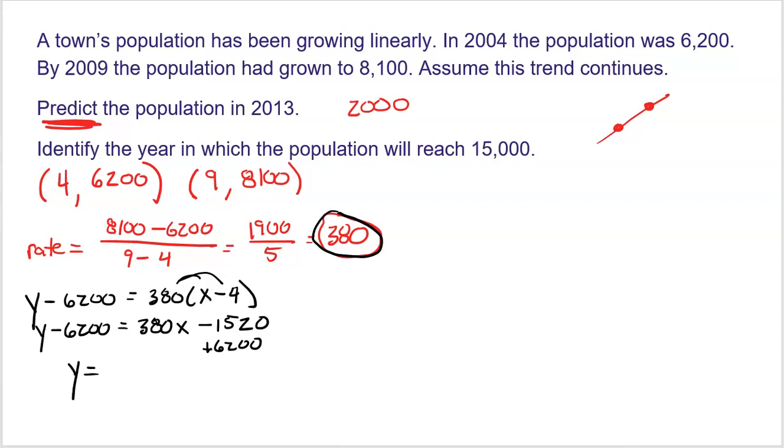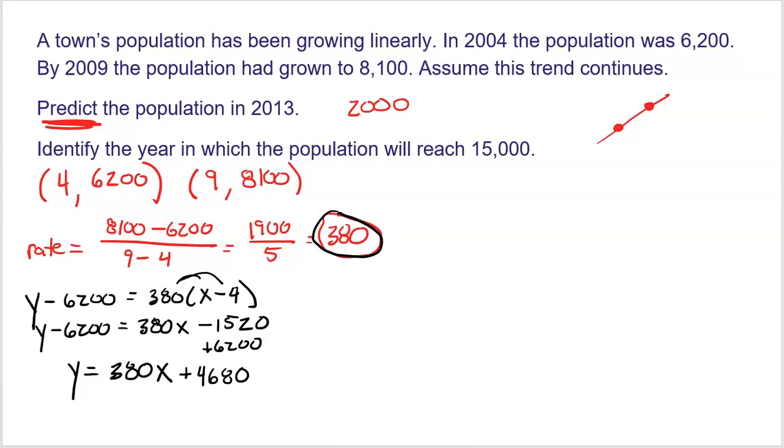None of this is very difficult math. So we get 380x plus 4,680. So that y-intercept is what the population would have been in year 0. So if I plug a 0 in for x, I'd get 4,680. That would be the year 2000. And then again, the slope is what we increase by every year.